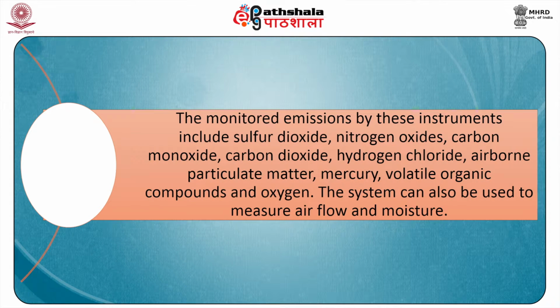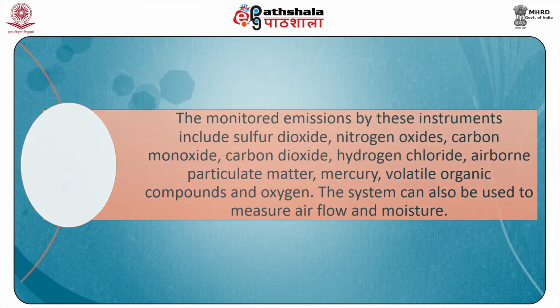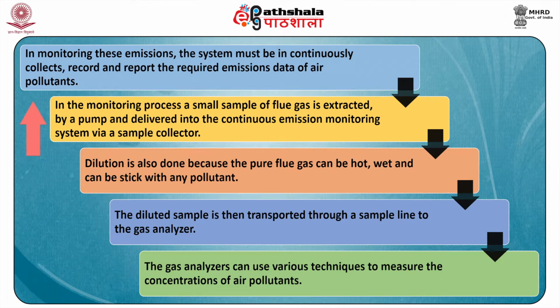The monitored emissions by these instruments include sulfur dioxide, nitrogen oxides, carbon monoxide, carbon dioxide, hydrogen chloride, airborne particulate matter, mercury, volatile inorganic compounds, and oxygen. The system can also be used to measure airflow and moisture. In monitoring these emissions, the system must continuously collect, record, and report the required emissions data of air pollutants.